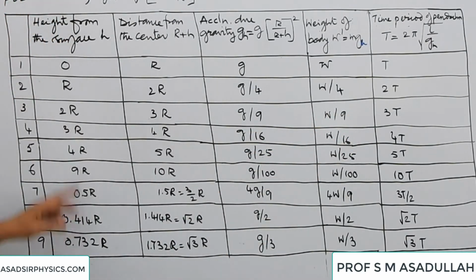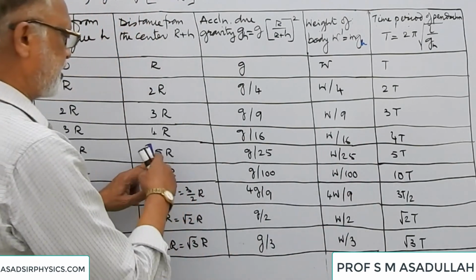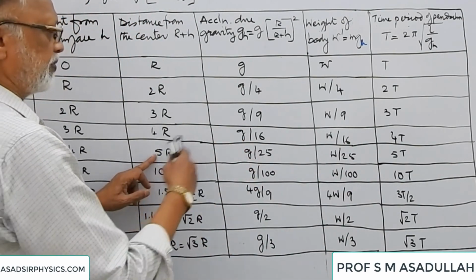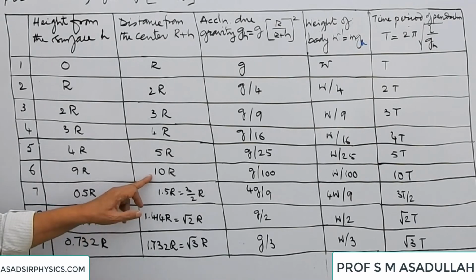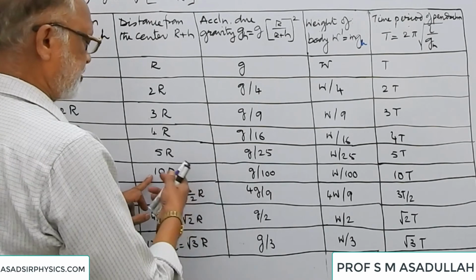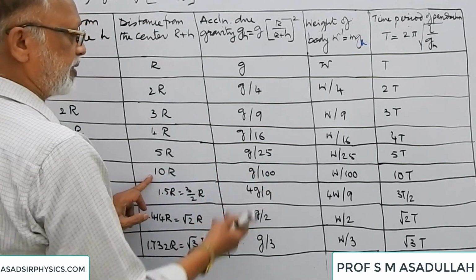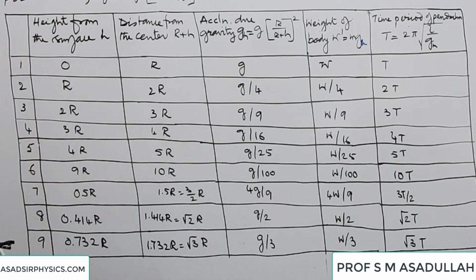Let us see this. Suppose the height is 4R, distance from the center is 5R, so time period is 5T. Acceleration due to gravity is g by 25, weight is also W by 25. Suppose the height is 9R, distance from the center is 10R, 9 plus 1, so time period is 10T. Acceleration due to gravity g by 10 square, that is g by 100, weight is also W by 100. Now here you will be wondering whether it works only for whole numbers. No, it is valid even for fractions also.